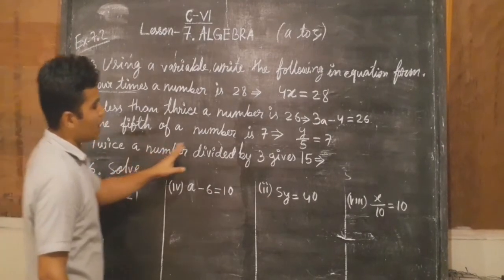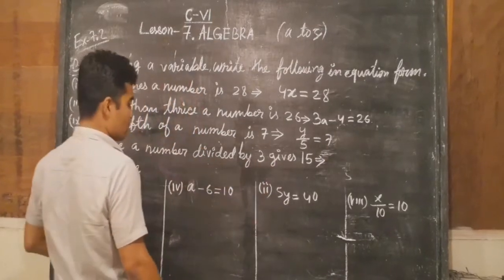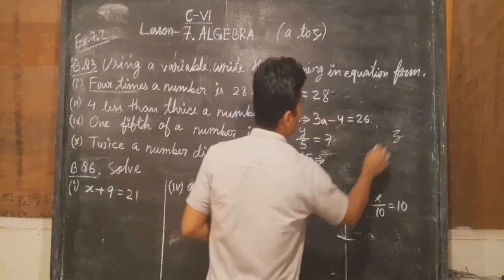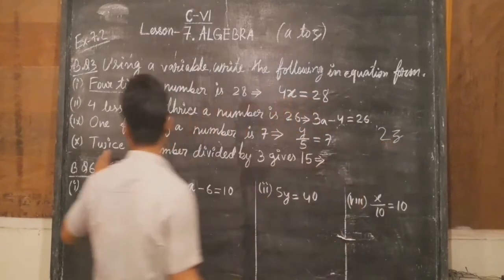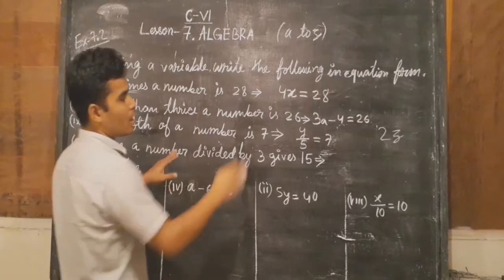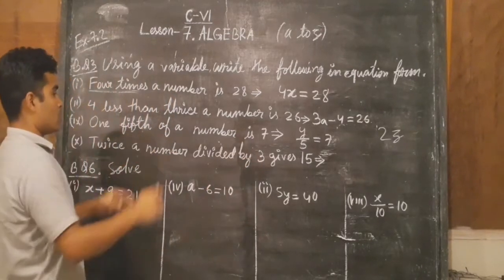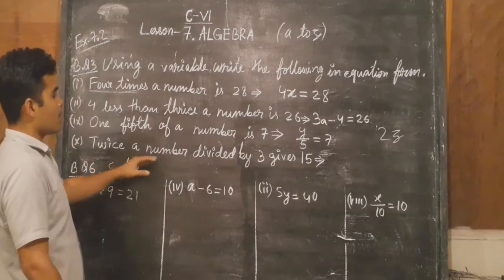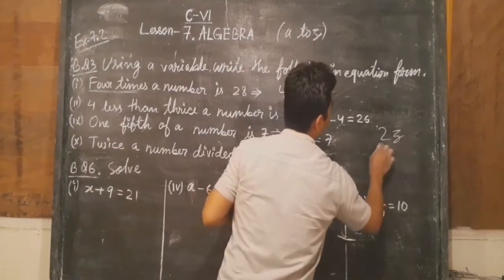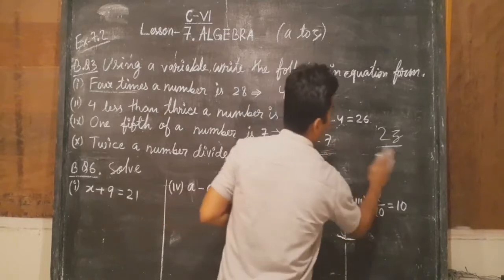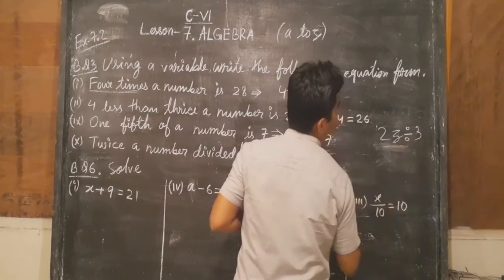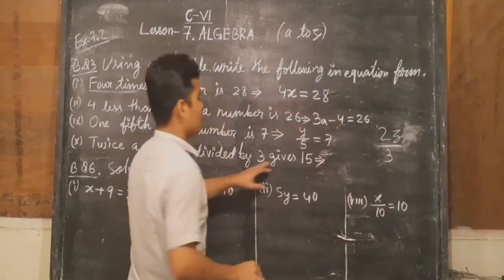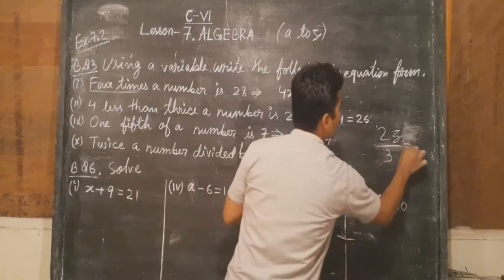Twice a number divided by 3 gives 15. Twice a number. We can take the number as anything. Suppose the number is z. So twice of z, 2 times z, divided by 3. Divided by 3 I can write like this also. So here I will write divided by 3 gives 15, equal to 15.